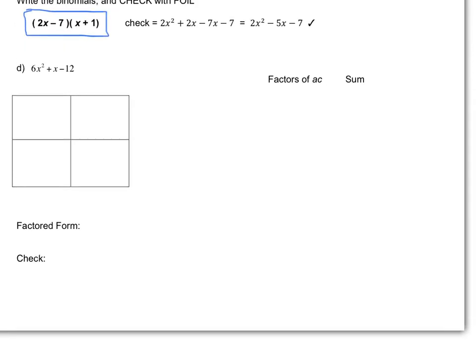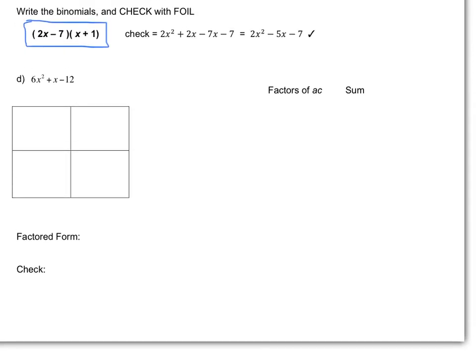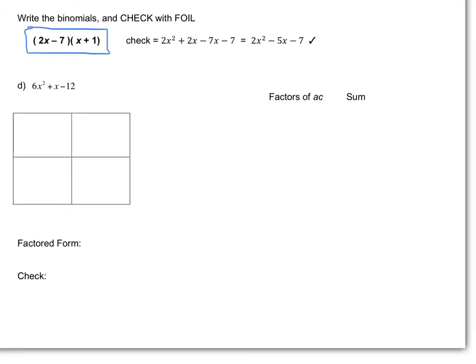So here on this one, we're looking at 6x squared plus x minus 12. Well, right away, 6x squared goes in the upper left hand. The negative 12 goes in the lower right hand. My factors of a, c. Well, the a is a 6, and the negative 12 is c. So I need negative 72 factor pairs, and I need the sum to be a 1.